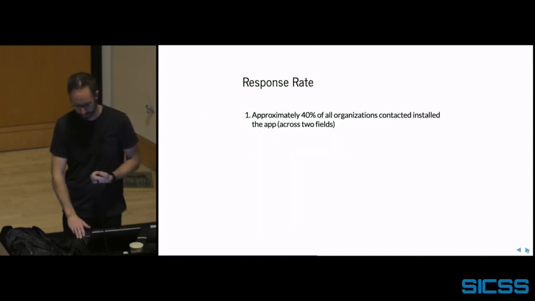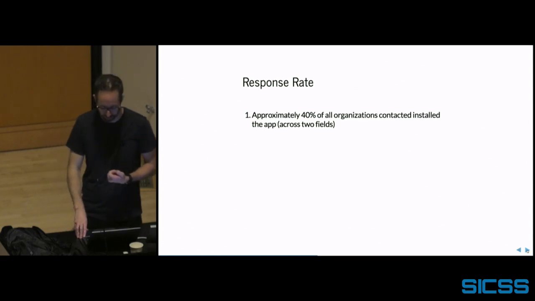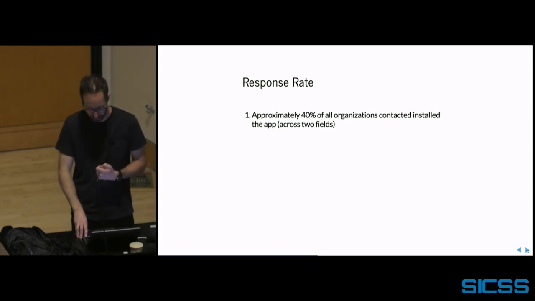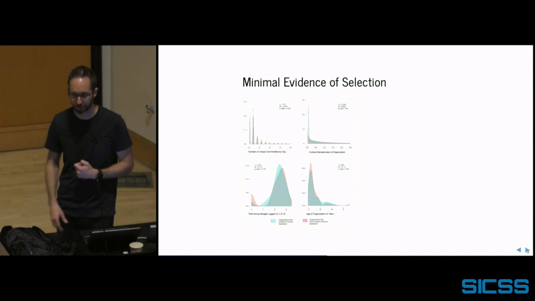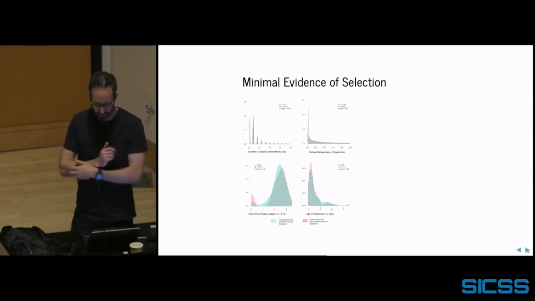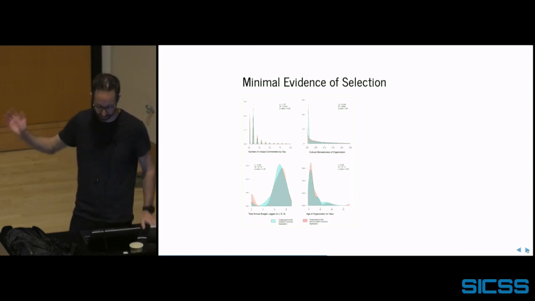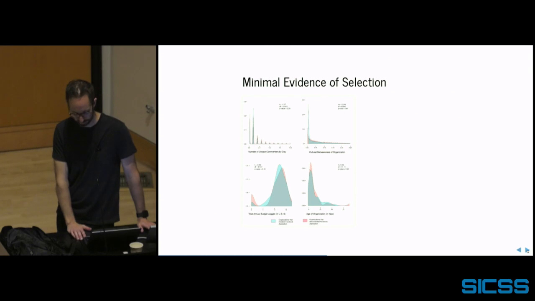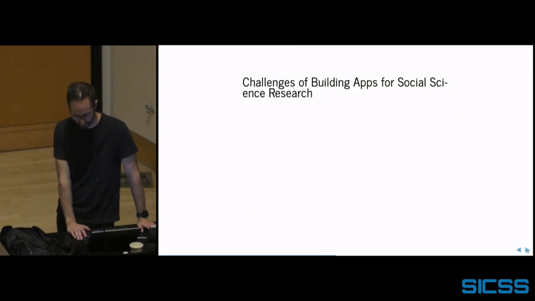The interesting thing is, in this first of its kind app, we got a 40% response rate, which is pretty high, I thought, even though we're studying organizational populations, which have typically higher levels of response rates to surveys, and very minimal evidence of selection bias according to these observables that I don't have time to describe, but are in a paper that are linked in the slides.